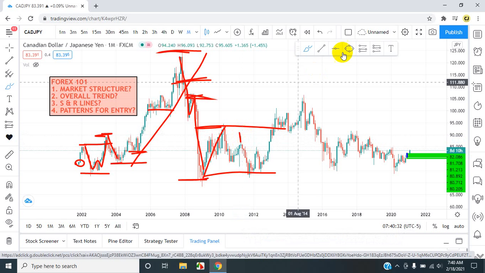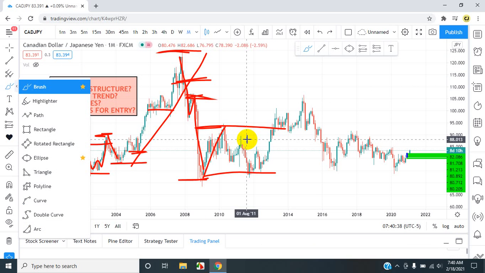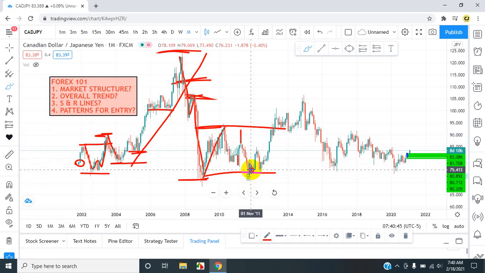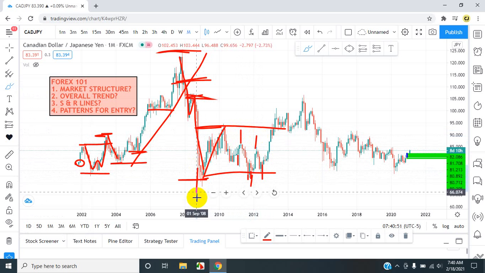So I want to break this down to you guys right here. I'm going to go over this one more time. So we have an antenna to the top, an antenna to the bottom. We got about 3 antennas to the bottom here. We got about 1 here, and we got 1 here, and we got about 5 or 6 here.